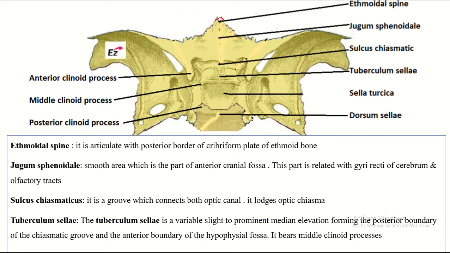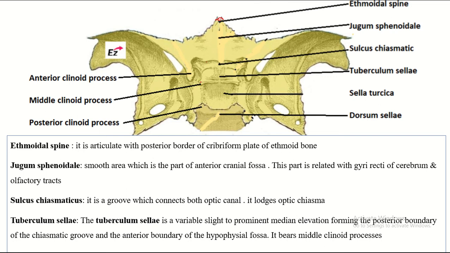The ethmoidal spine articulates with the cribriform plate of the ethmoid. Jugum sphenoidale is a smooth part. It is related with the orbital surface of the cerebrum. The name of the gyri is the gyri recti, and the olfactory nerve is related here. The optic, this sulcus is for the optic chiasma.